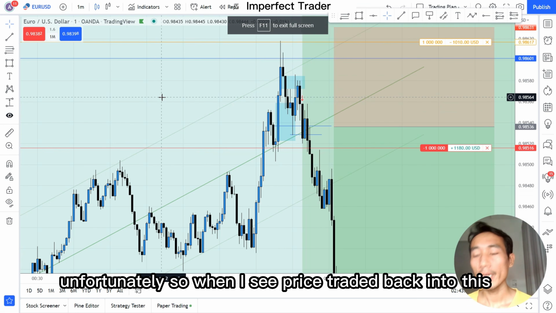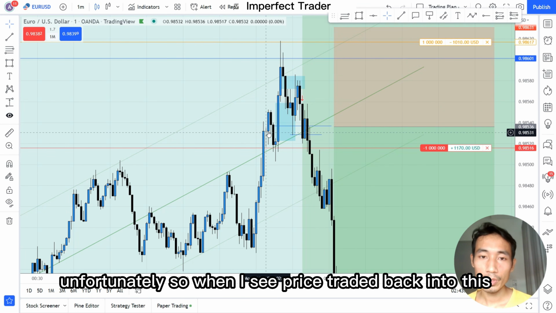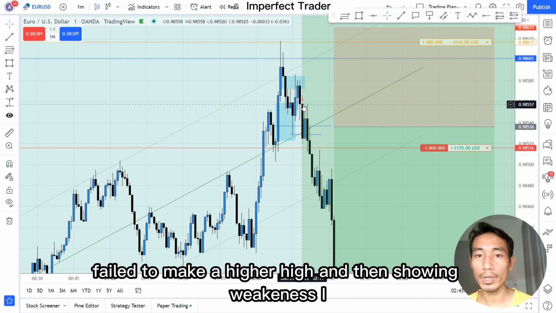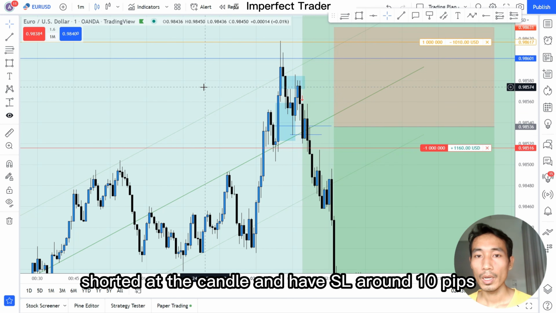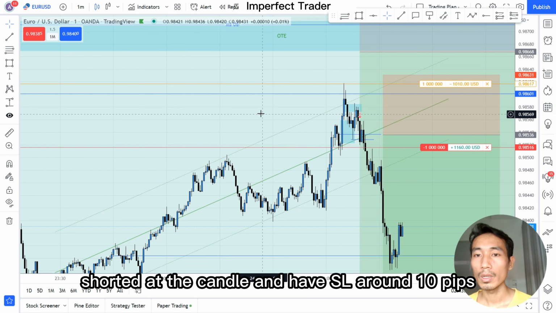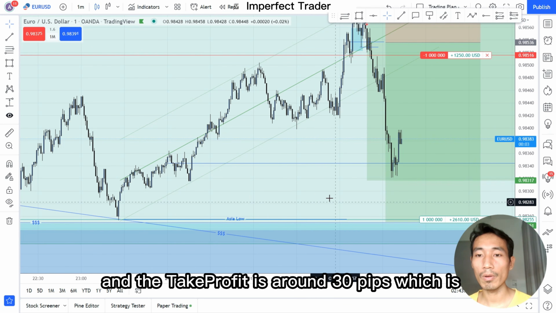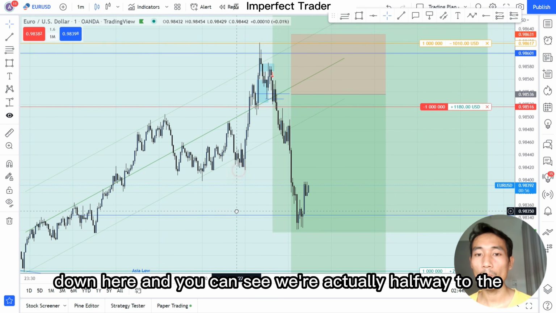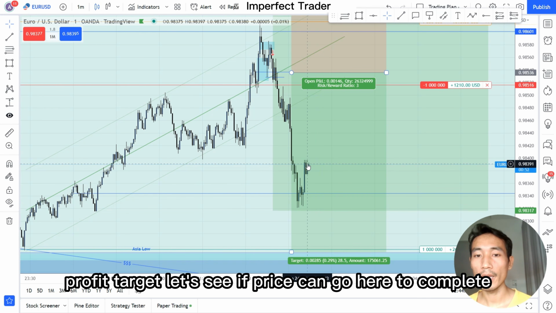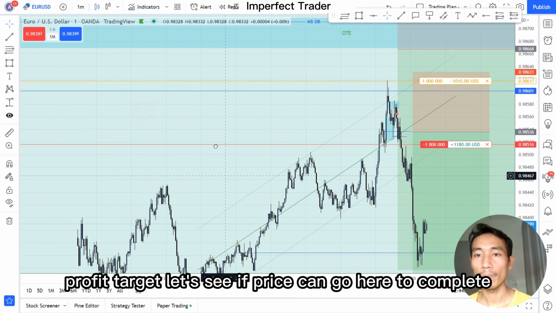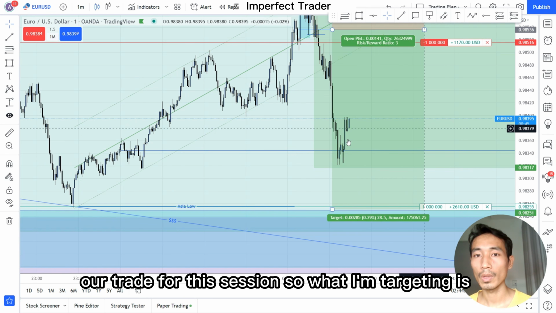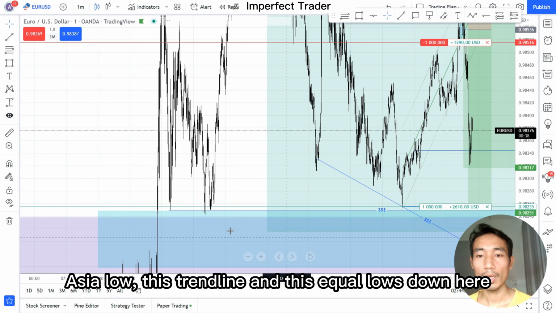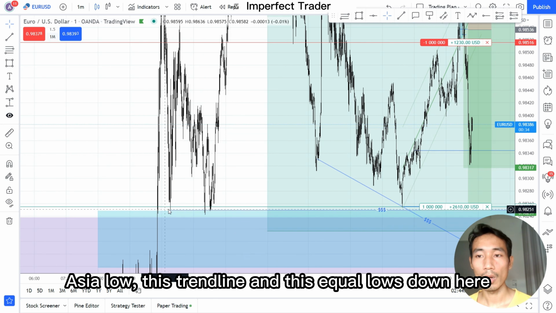Unfortunately, I see price trade back into this fair value gap and the order block right here and rally, and it failed to make a higher high. Then it's showing weakness, so I short at this candle with a stop loss around 10 pips, and the take profit is around 30 pips, which is down here. You can see we're actually halfway to the profit target. Let's see if price can go here to complete our trade for this session. What I'm targeting is the A0 low, this trend line, and this equal low down here.